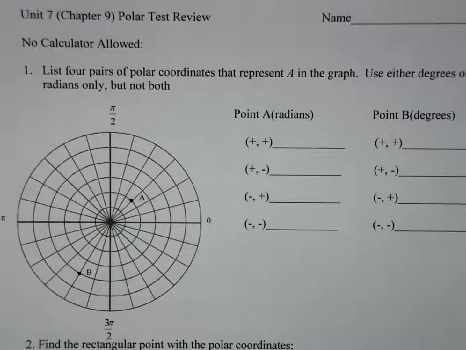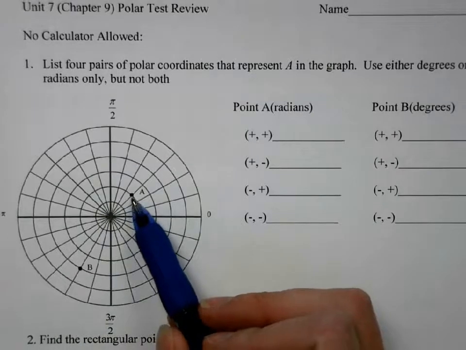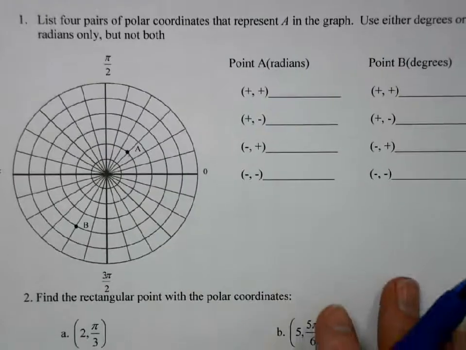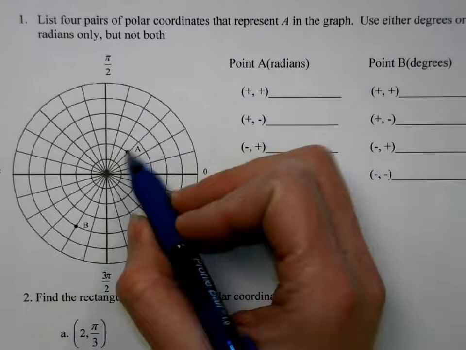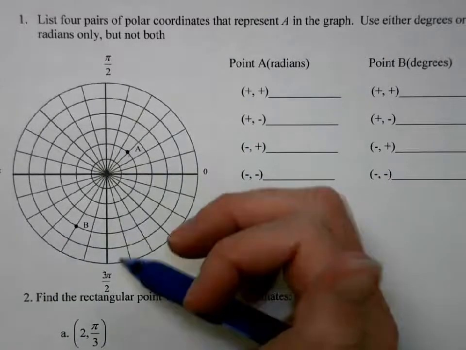Today I'm going to go over your Unit 7, which is Chapter 9, test review over polar coordinates. So first we're going to look at a coordinate and we're going to name the ordered pair, r and theta, that goes with these in each of these ways.